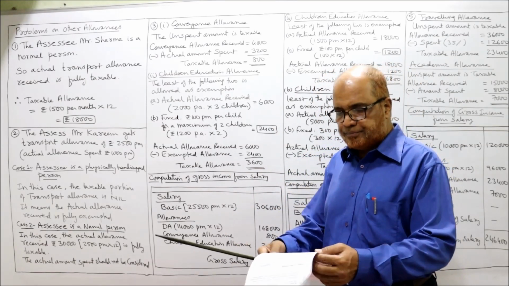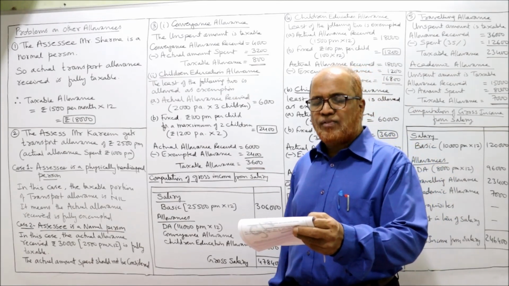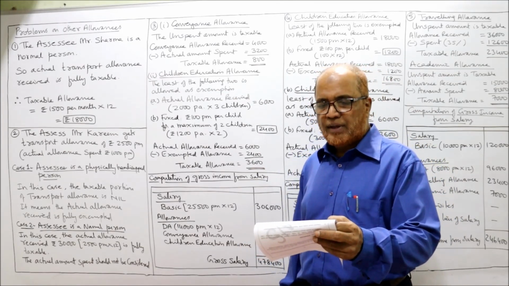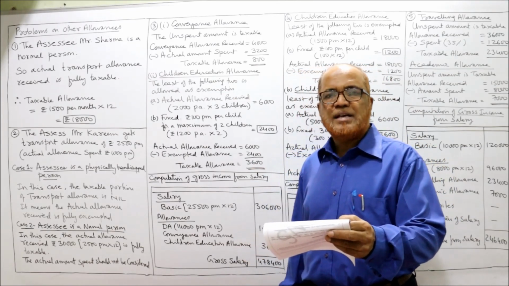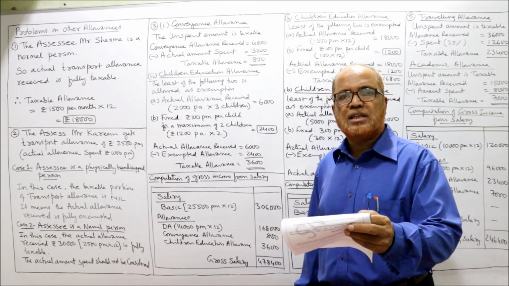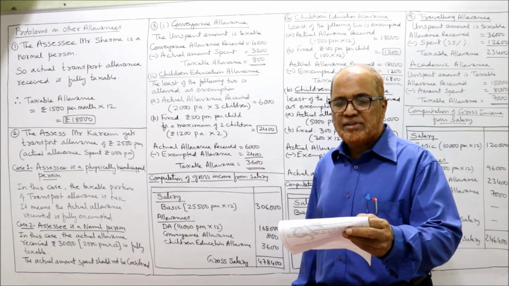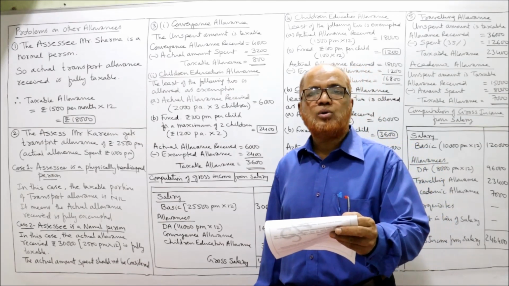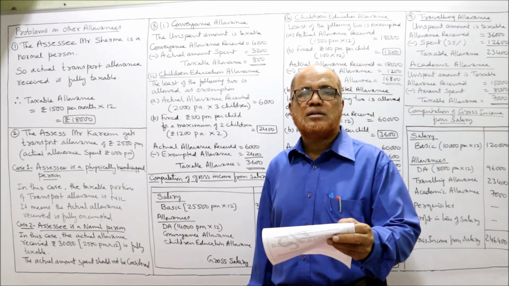Now see the third problem. Sri Rao is working as a lecturer in Lucknow. His salary particulars are as under. Basic pay 25,500 per month. DA 14,000 per month. Conveyance allowance 4,000. Actual amount spent is 3,200.